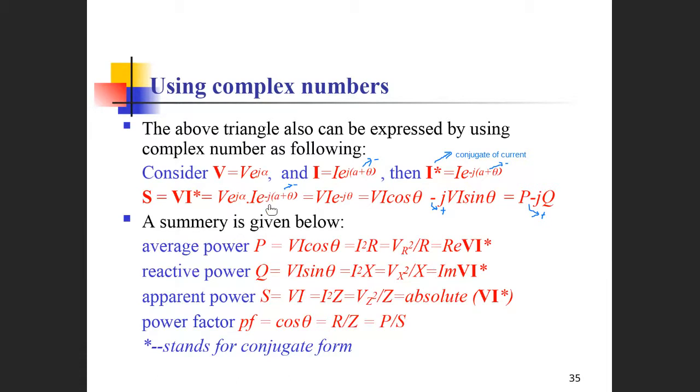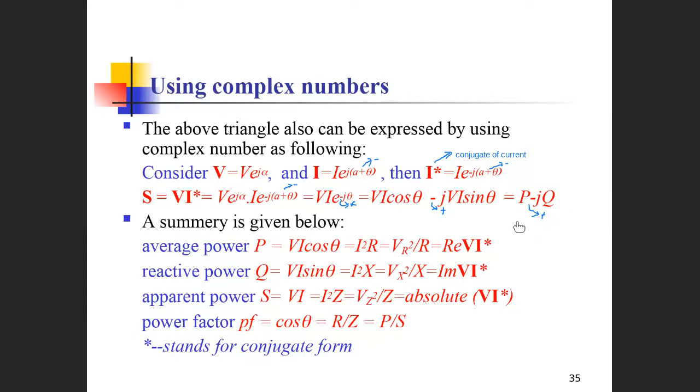Okay, so to avoid confusion, if you have V at angle alpha and I at angle alpha minus theta, then you will have VI e^(jθ), or VI cosine theta plus j VI sine theta, or P plus jQ. Remember, it doesn't matter, you can go with P and Q.